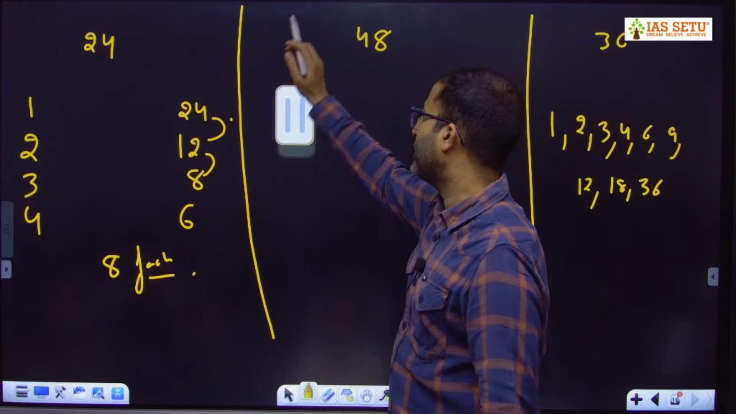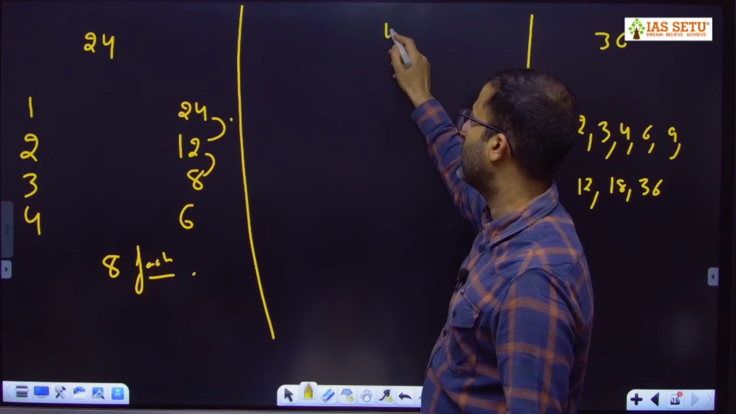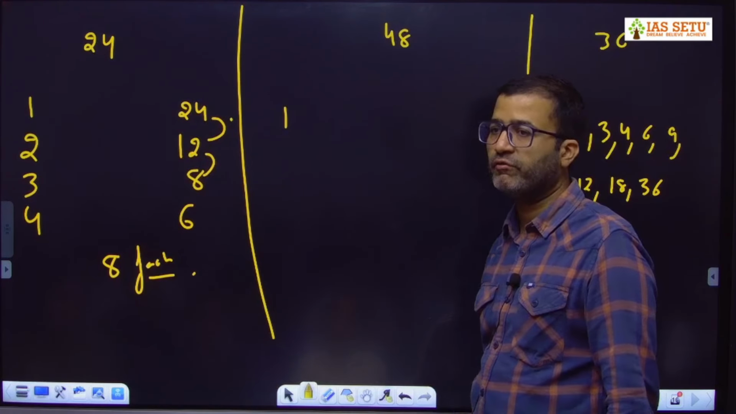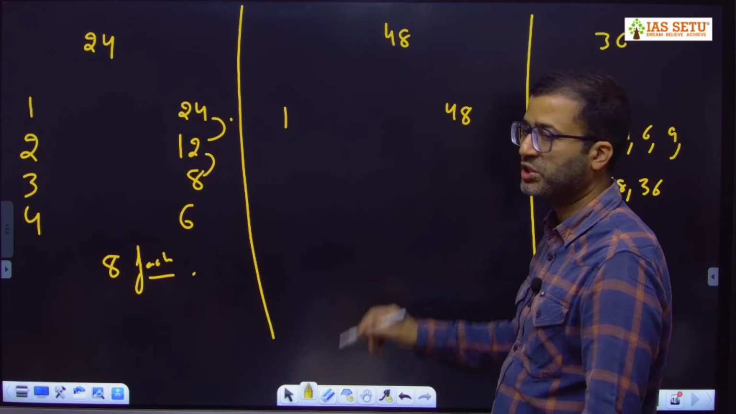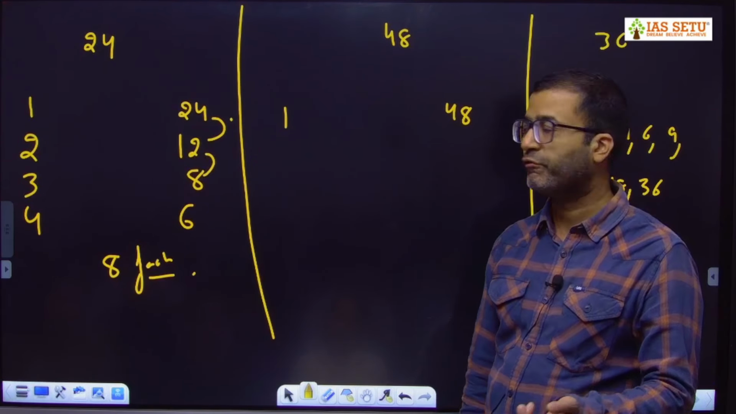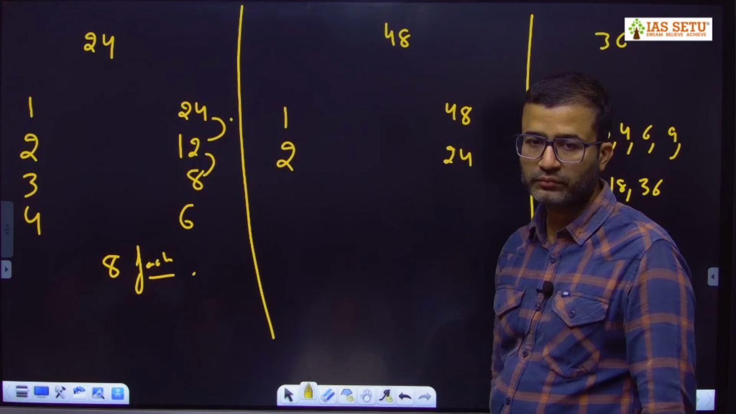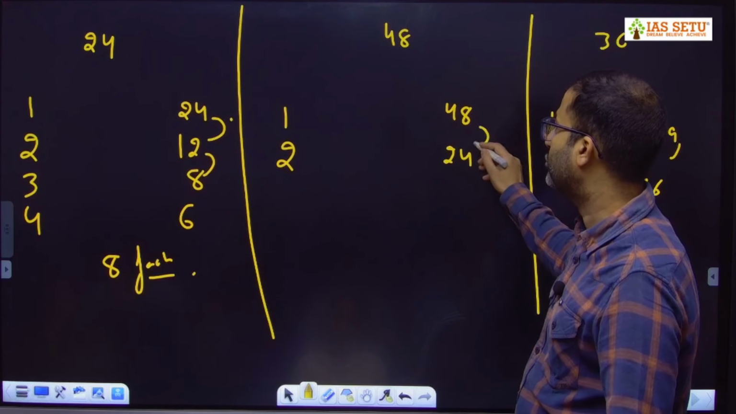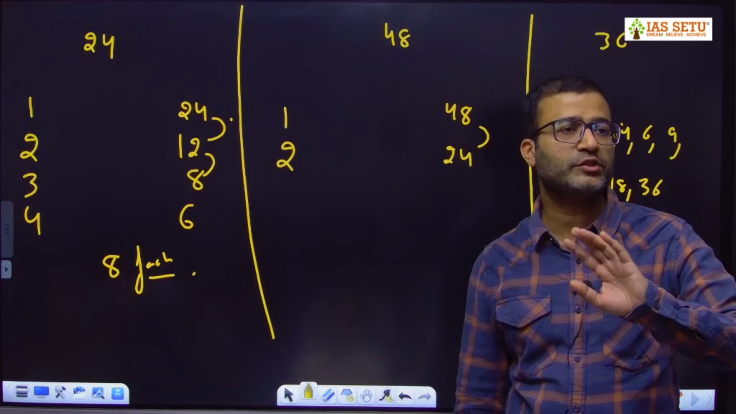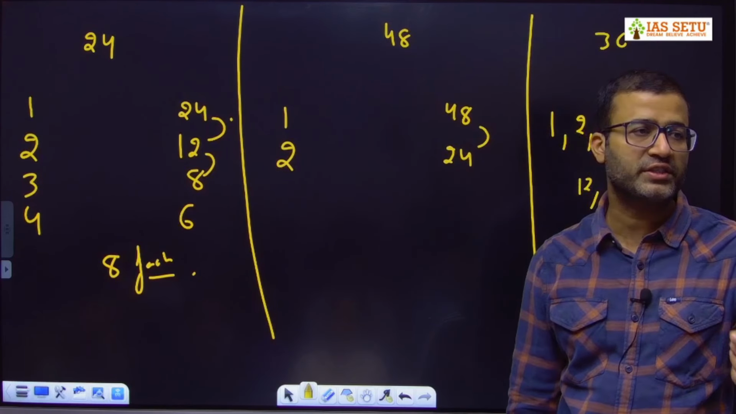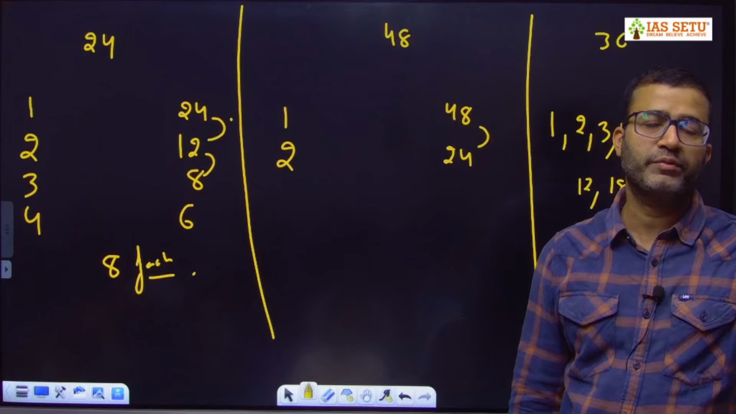Now I repeat how we can check factors manually by using this corresponding pair concept. For 48, 1 and 48 is your first pair. 1 makes a pair with 48, 2 makes a pair with 24. So it means between 24 and 48 there is no factor of 48. No need to waste energy by checking 25, 26, 27. There will not be a factor.